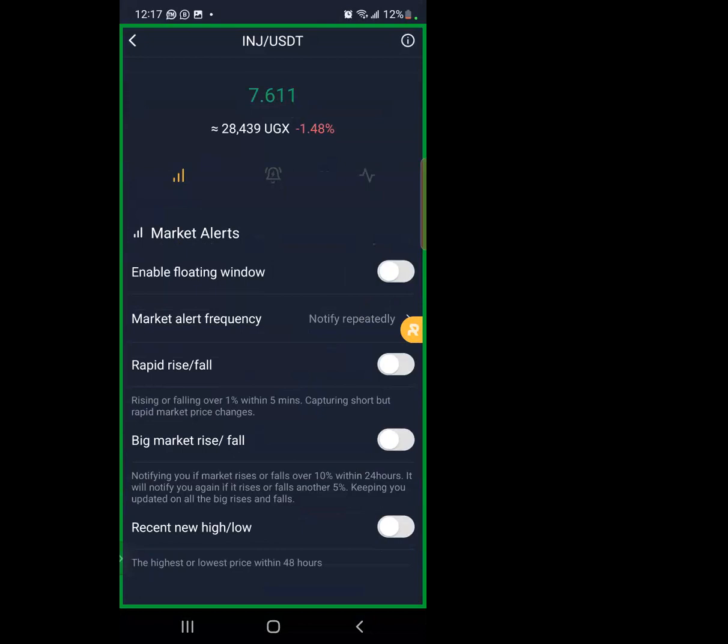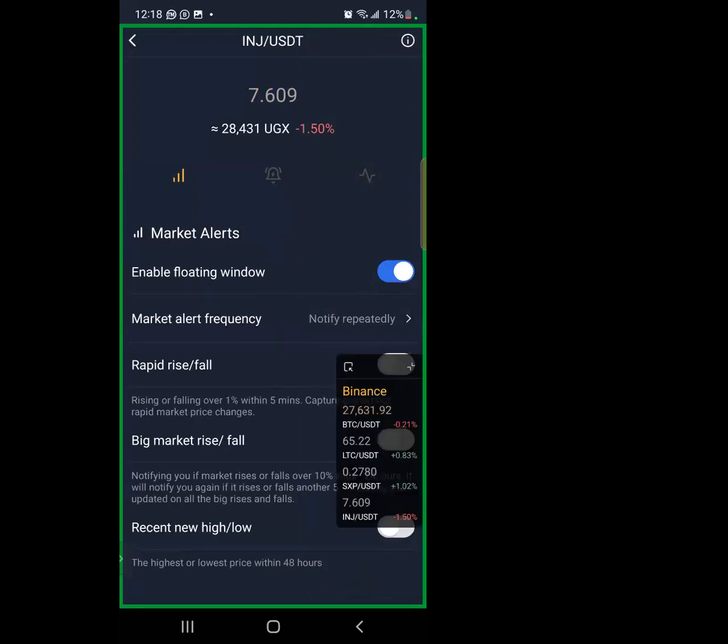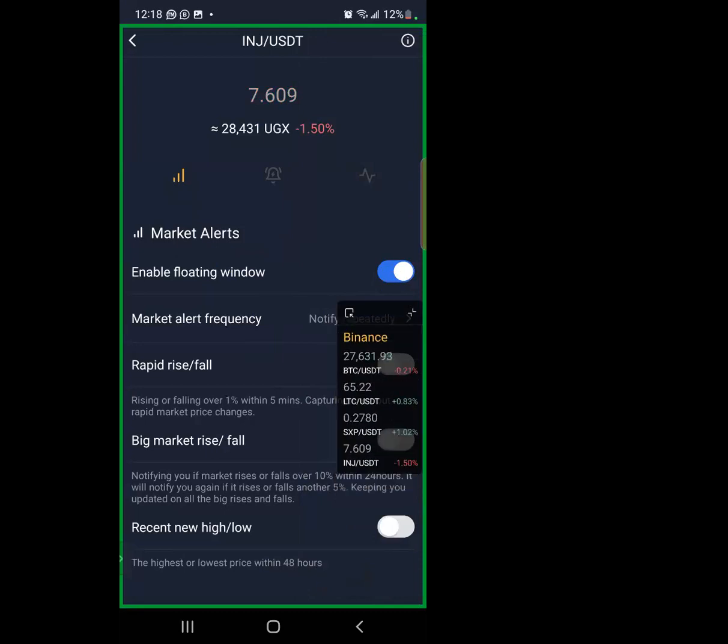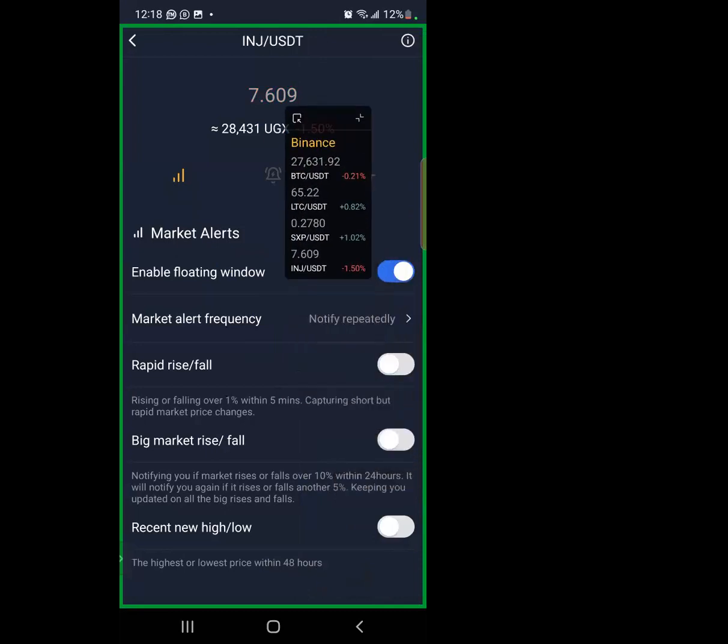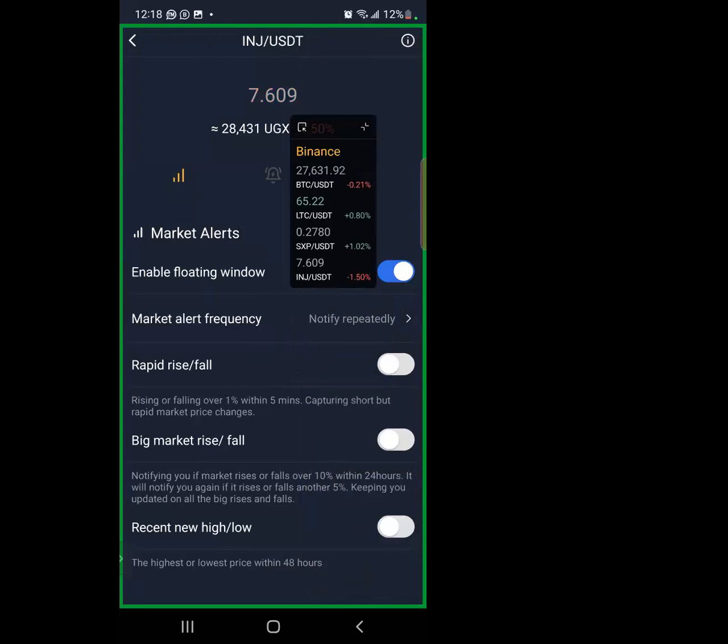So you tap enable floating window. Enabling a floating window, what does that mean? Are you seeing this car window? Are you seeing this car arrow on my phone? That's what we call a floating window. So that means I will have the ING trade. On my floating window, I have BTC, LTC, SXP, and ING.